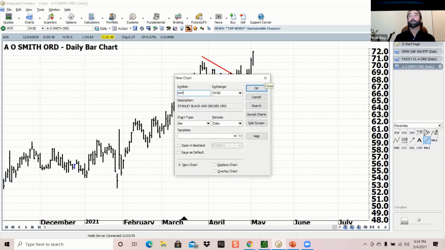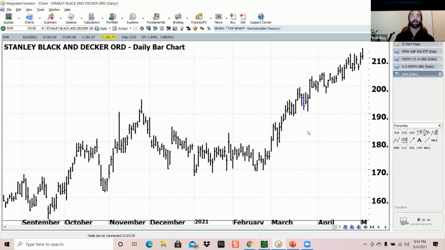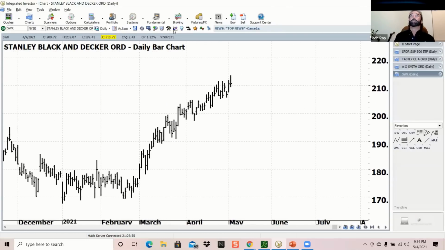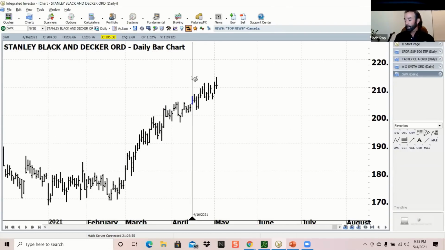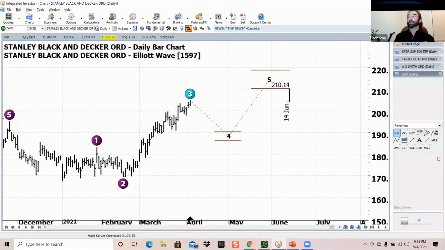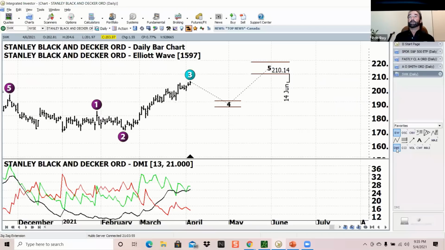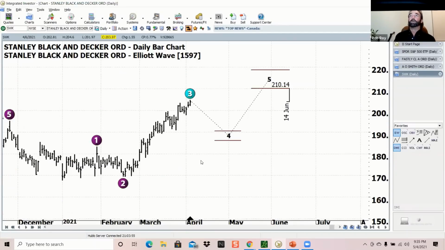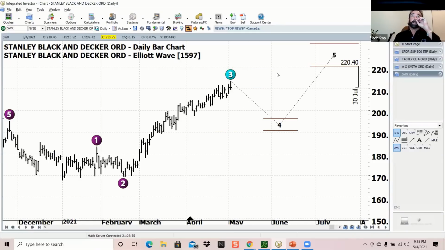So we'll look at SWK, Stanley Black and Decker. And we looked at this one on the 6th. So here's where we were. Wave 3, movement to the upside. At the time, you can see we had a DMI that was supportive of a continued move higher. So we were trading at 203.97. Now we're at 210. So we moved up 7 points.